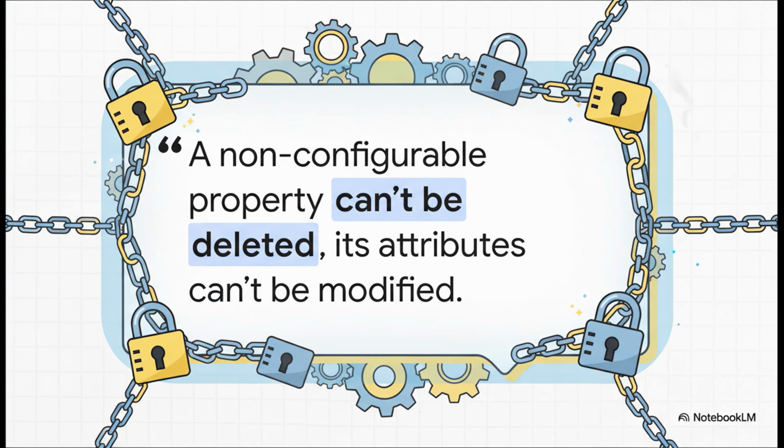This right here is the key takeaway, and it's worth repeating. A non-configurable property can't be deleted, and its attributes can't be modified. This is precisely how JavaScript protects fundamental built-in constants that should never, ever be changed. It's the core mechanism for creating truly immutable properties.